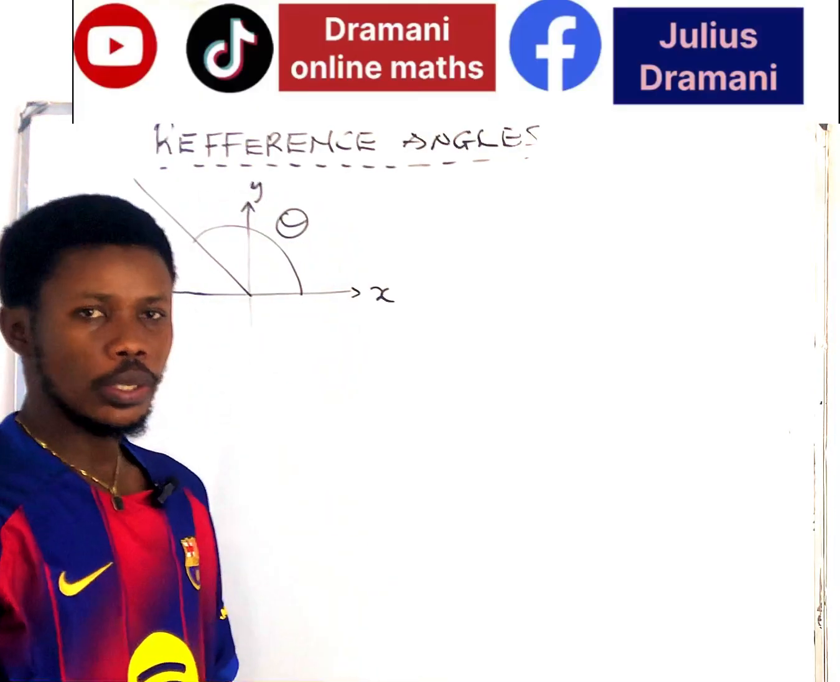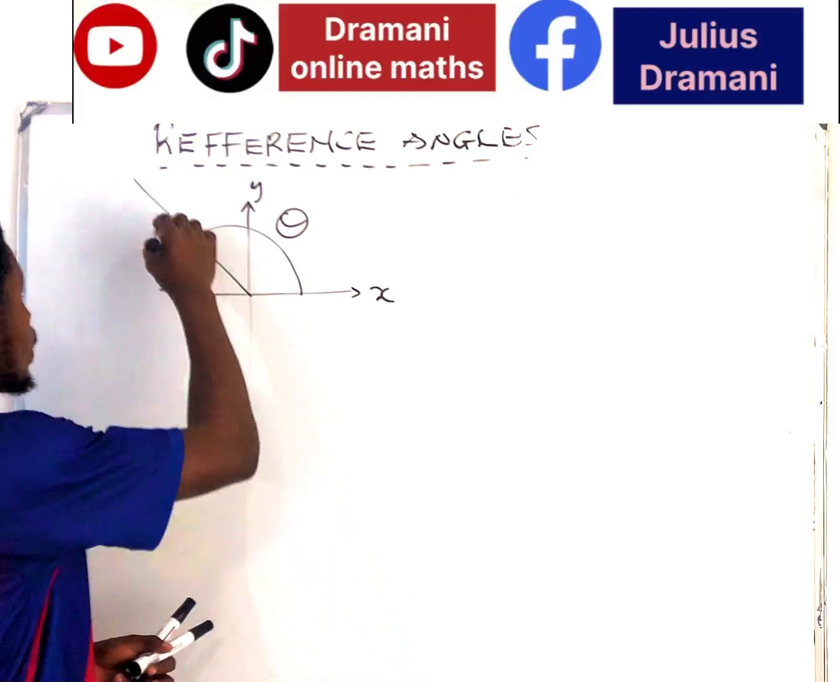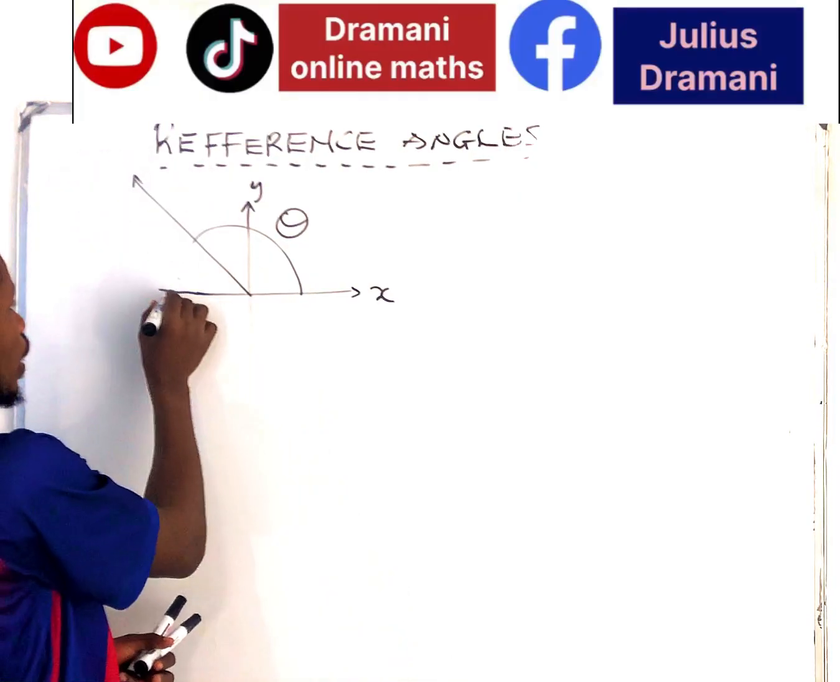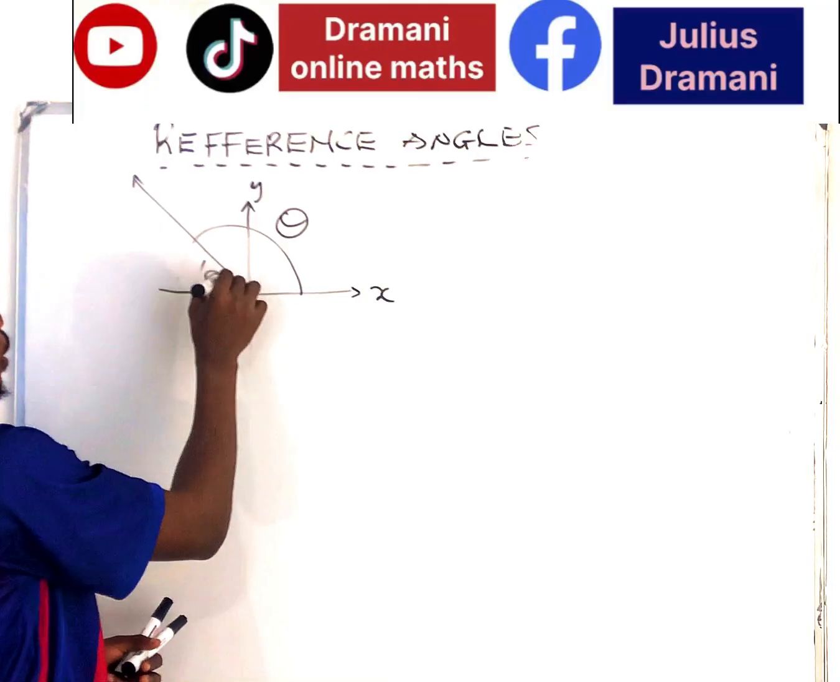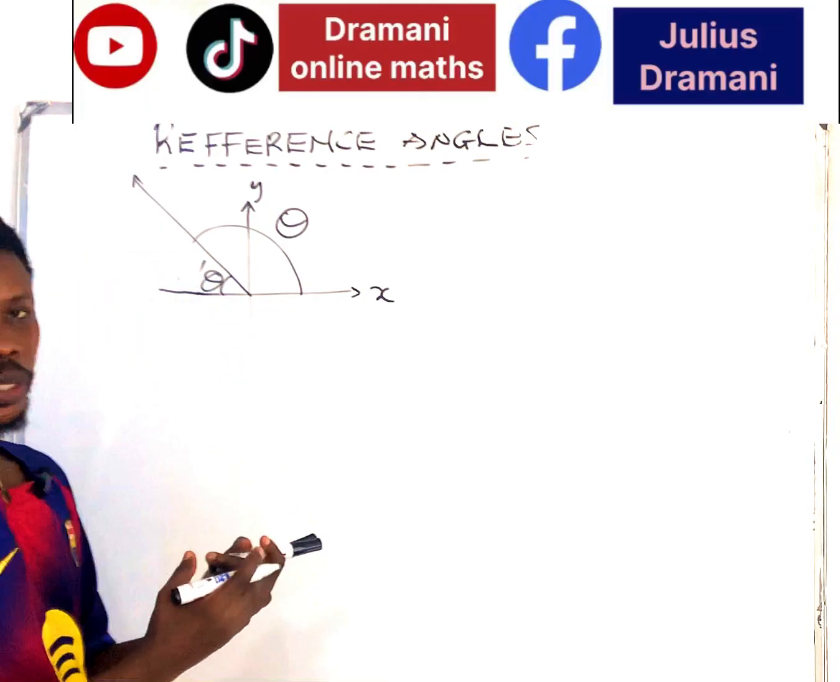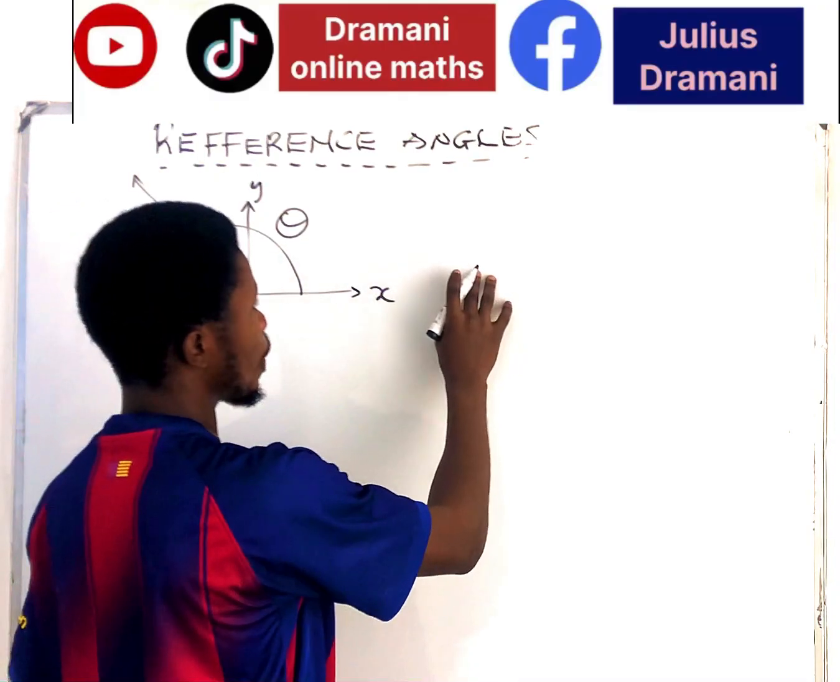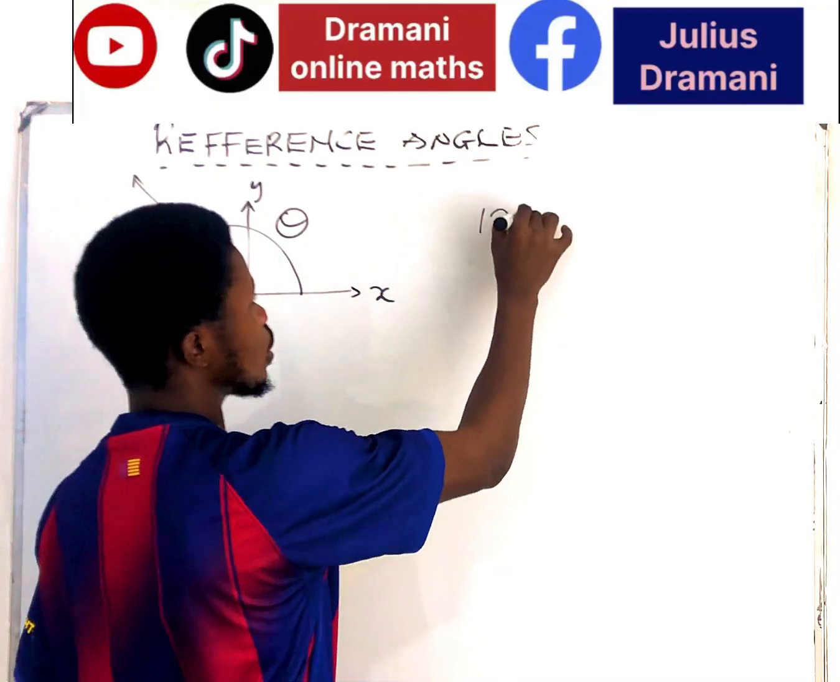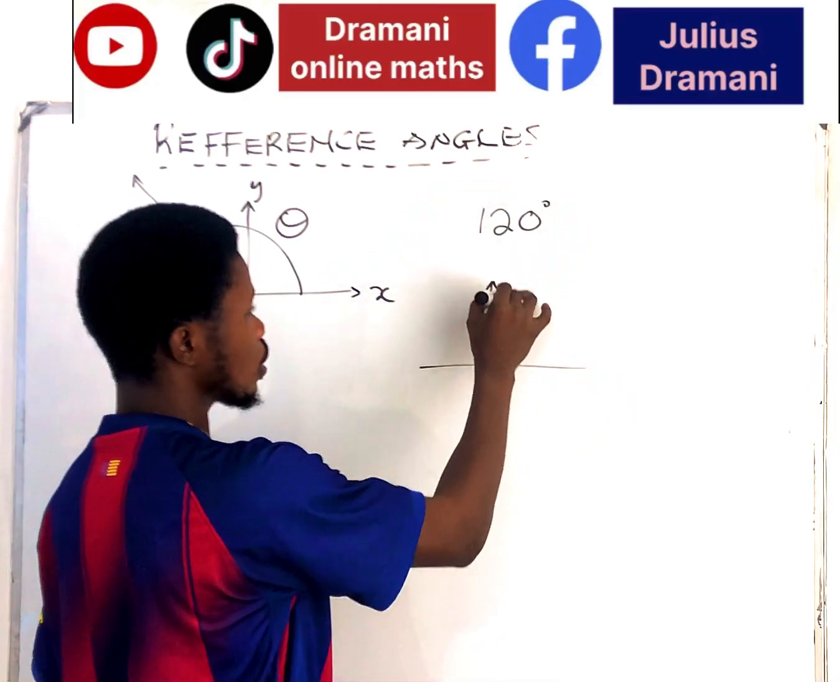The reference angle here is that you are going to focus on the angle that the terminal line makes with the x-axis. So the angle that is made here, that's the one we are interested in. Is that okay? That is what we mean by a reference angle. So let's say I have 120 degrees. The reference angle for 120 degrees is this.